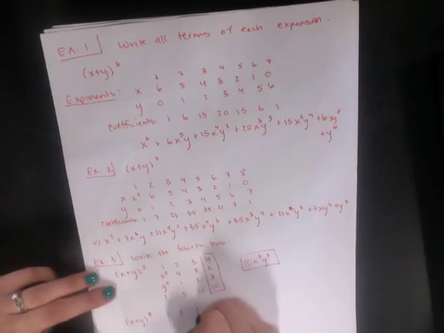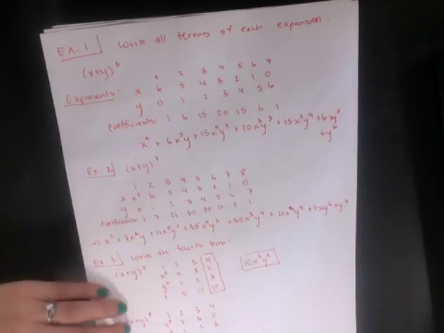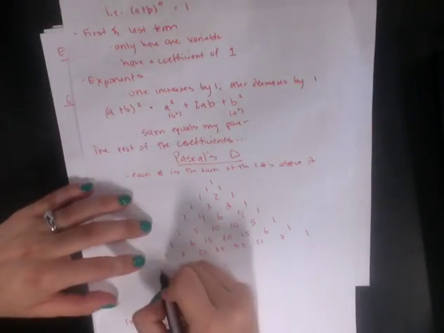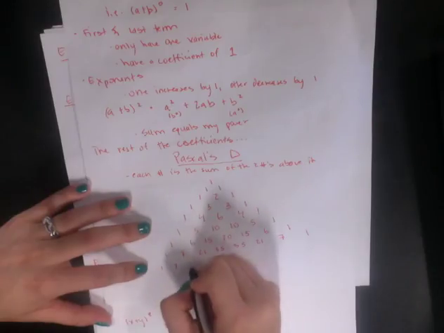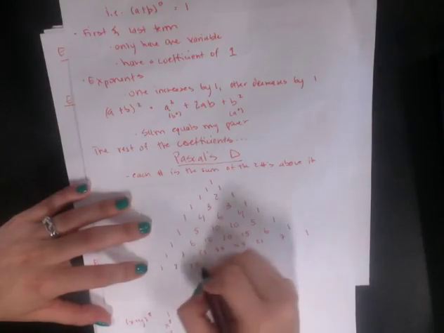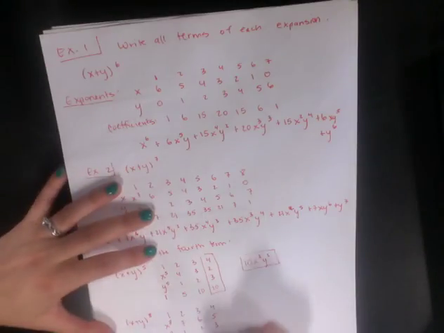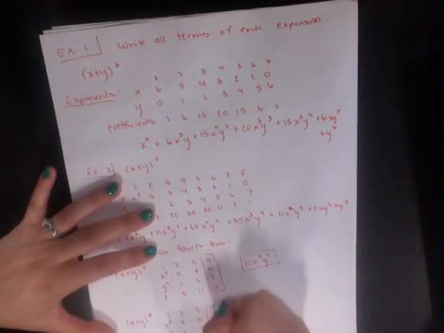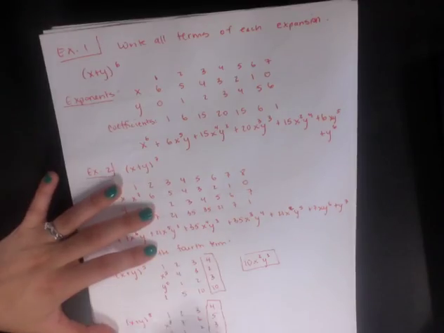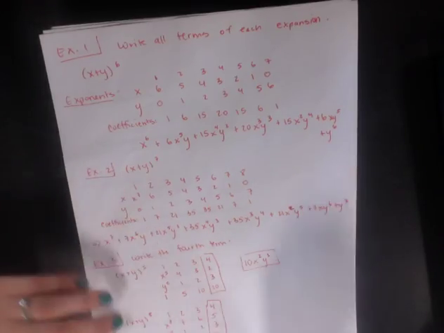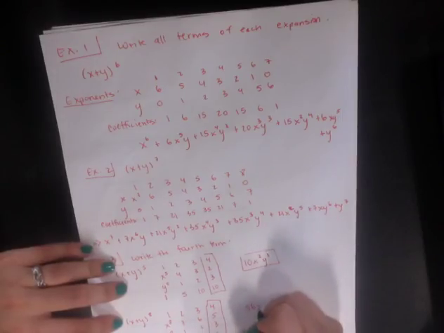So 1, 2, 3, 4. I'll have x to the 8, 7, 6, 5, y to the 0, 1, 2, 3. And I have to make one more row in my triangle. So 1, 8, 28, and I only need one more, 56. So 56 will be here. Right, this is 1, 8, 28. So I will have 56x to the 5y cubed.